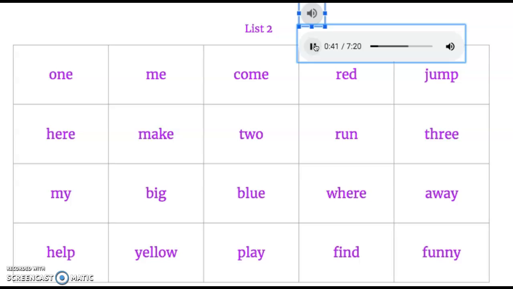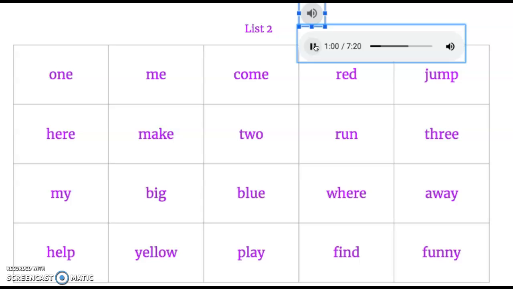The next word is me. Me. The M says M and the E says E because that's an open syllable and the E could run away. So we say E. E. A sentence we could use is, reading is fun for me.